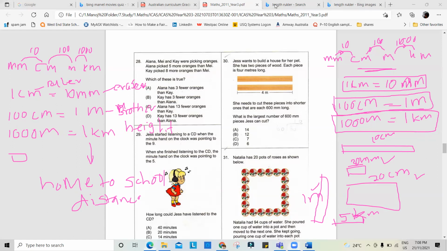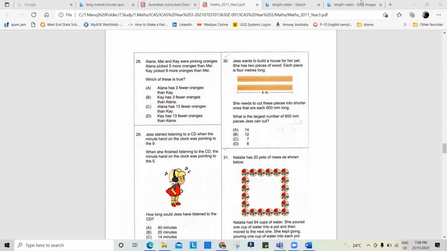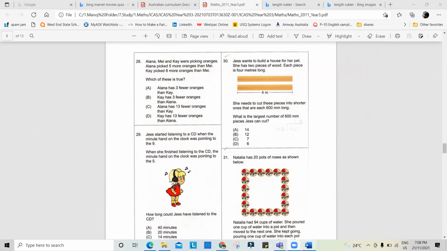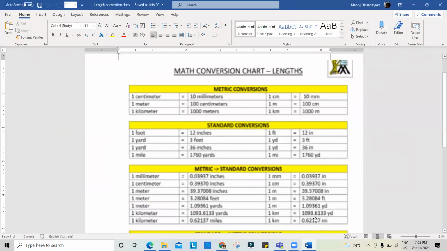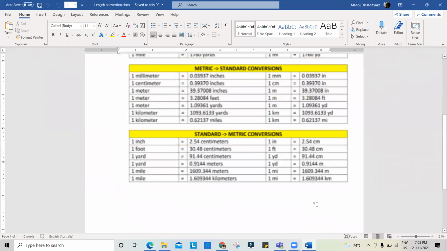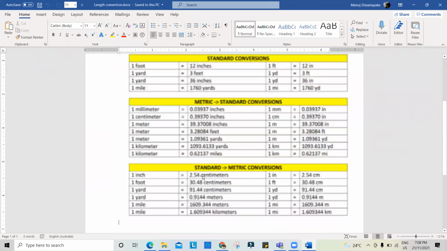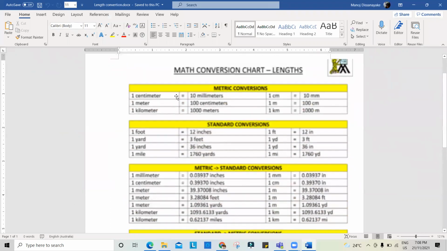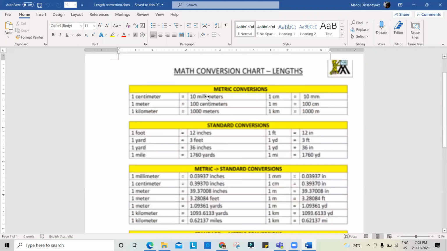Okay, I show you something now. Now this is a chart. I will send you later. This is a metric conversion. See this one. 1 centimeter, 10 millimeters. 1 meter, 100 centimeters. 1 kilometer, 1000 meters. That's what we learn now, right?